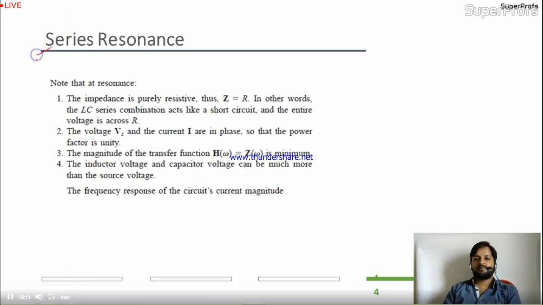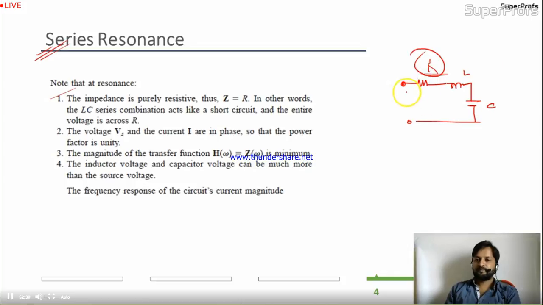Now what are the points in series resonance? The inductor and capacitor parts are connected in series. They are going to cancel each other, so you will remain with only resistance R. So the series resonance circuit will be purely resistive. The impedance is purely resistive, thus Z equals R. In other words, the LC series combination acts like a short circuit and the entire voltage is across R. The LC combination becomes 0, meaning short circuit. Now the voltage Vs and the current I are in phase.